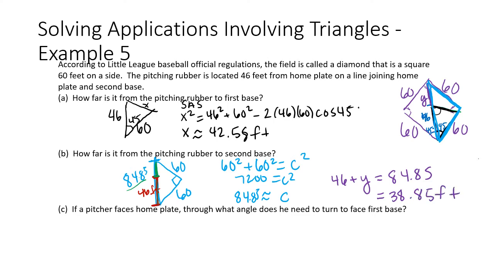Okay, last question. If a pitcher faces home plate, through what angle does he need to turn to face first base? All right, so we're basically trying to figure out what this angle is right here. We can use the law of cosines again to figure that out, because I know if I pull this triangle, I had that triangle written right here. So if I look at that triangle, I've got, wow, I drew that really badly. Okay.